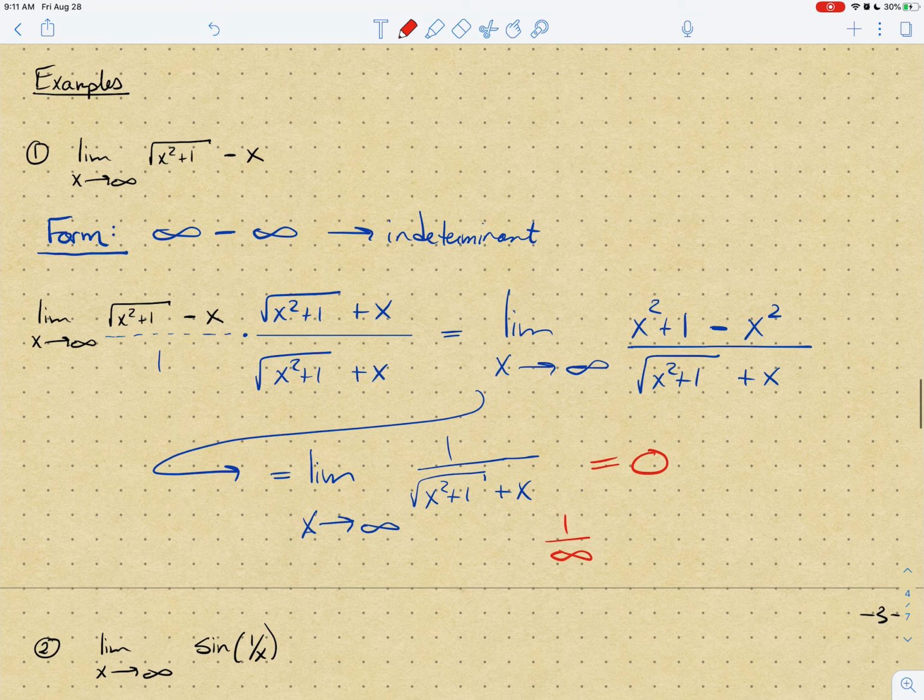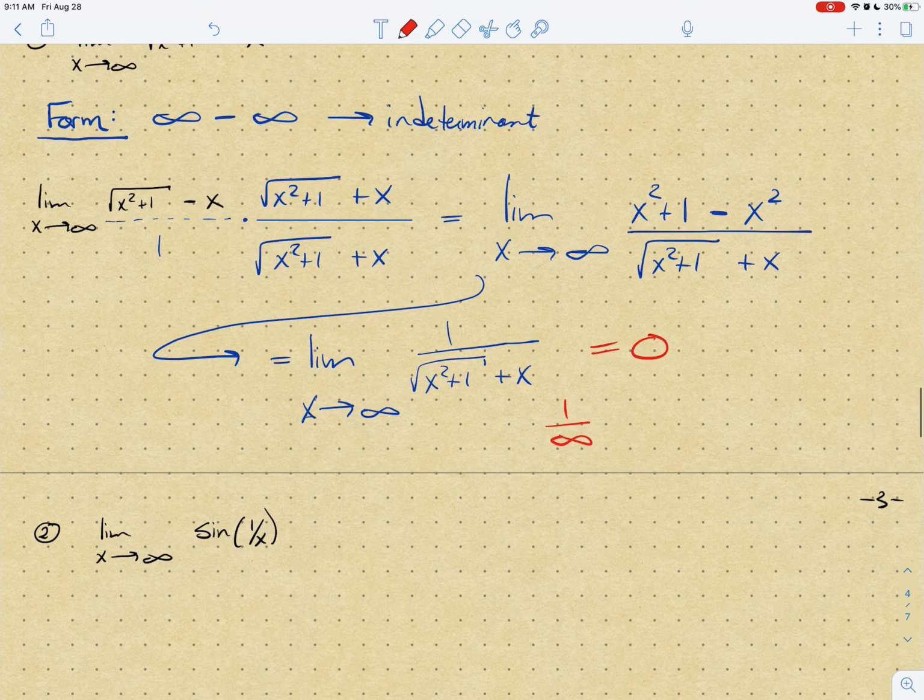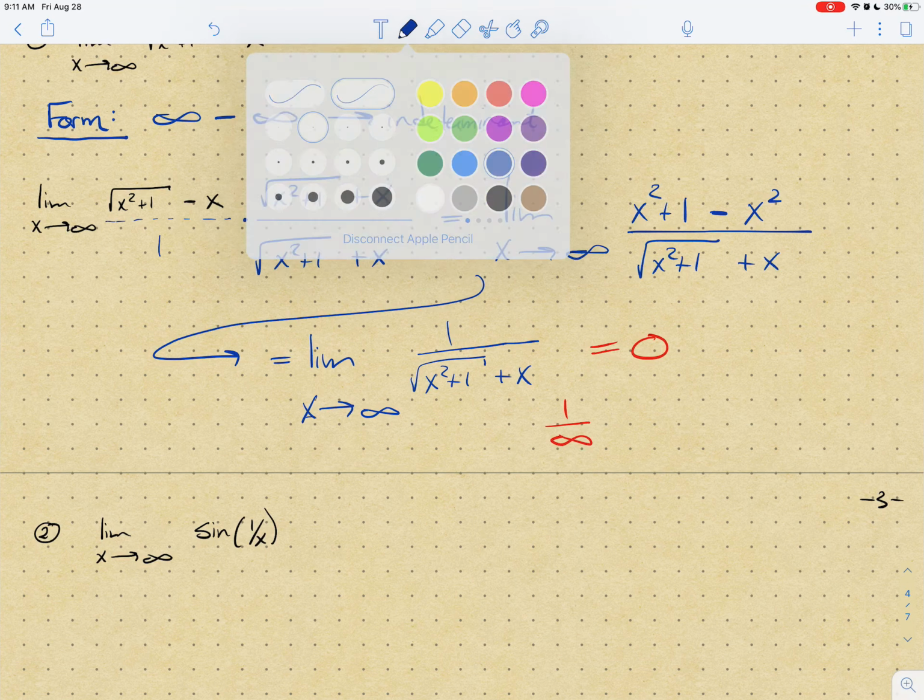Let's do another one. So now we're going to take the limit as x goes to infinity of sine of 1 over x. So think with me. As x goes to infinity, 1 over x is going to 0. And so this limit should just be the sine of 0, which is 0. That's true. But how do you actually write that down? Well, let me show you.